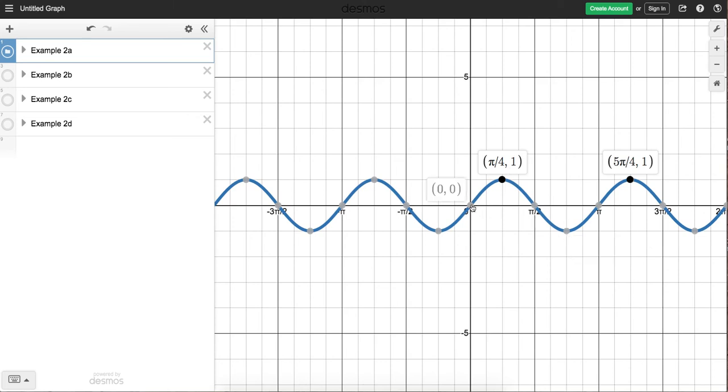I would avoid using the zeros because this is only half of the graph going from 0 to pi over 2. You'd have to complete another cycle. So you'd see it's one full wave goes from 0 to pi in terms of radians.